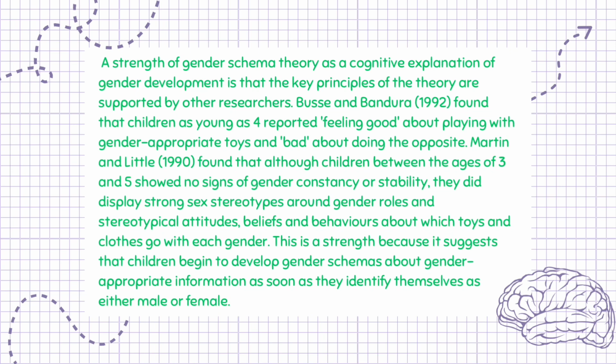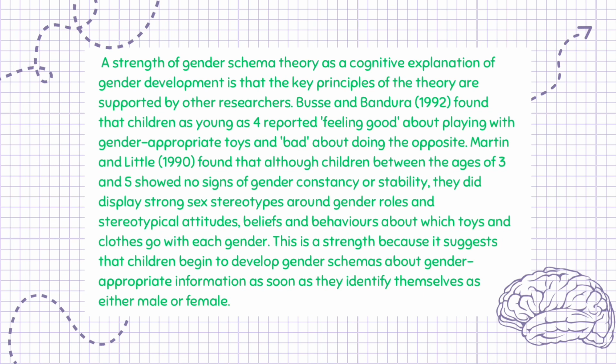A strength of gender schema theory as a cognitive explanation of gender development is that the key principles of the theory are supported by other researchers. Bussey and Bandura, 1992, found that children as young as 4 reported feeling good about playing with gender-appropriate toys and bad about doing the opposite.